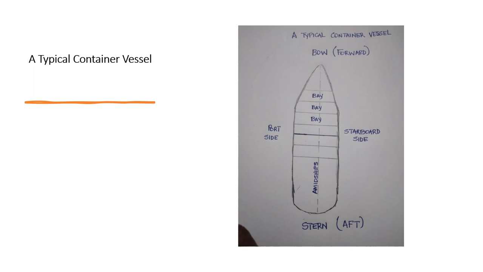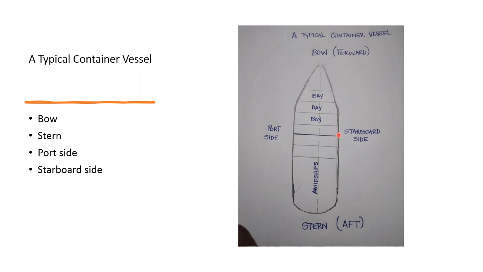Now, first we have the bow. As you can see, it's the forward section of the ship. We have the stern, also called the aft. We have the port side, which is your left side if you're standing on the vessel facing the bow, and we have the starboard side, which is the right side.